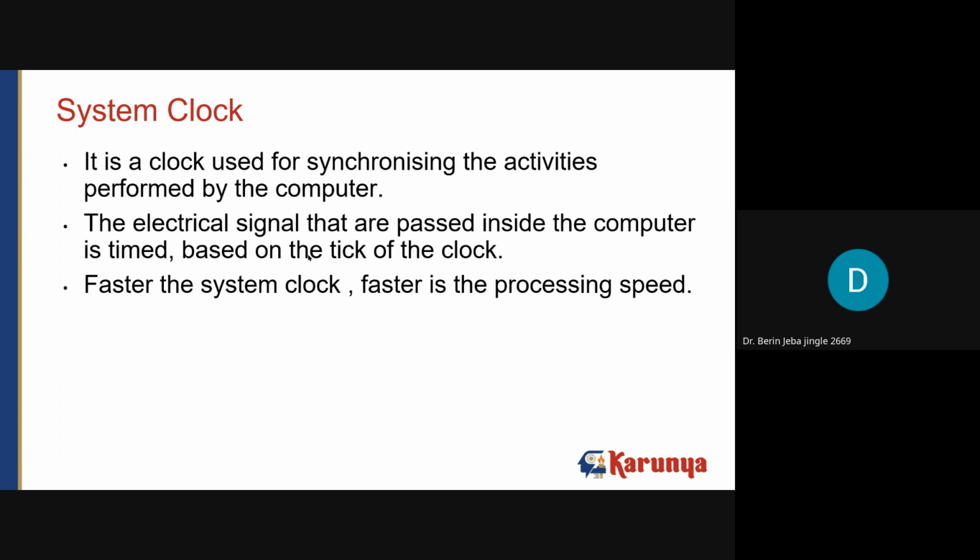Pulses like thing. I will show you using a diagram in the next class. When the system clock is fast, the processor speed is also fast. When the system clock is slow, the processor speed is also slow. So there is a clock for synchronizing the activity performed by the computer. That is called the system clock.